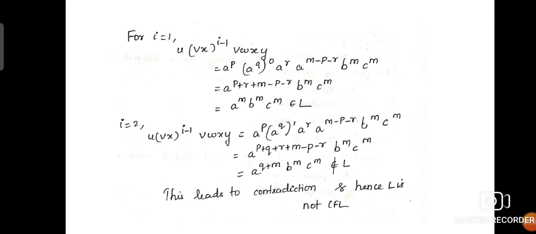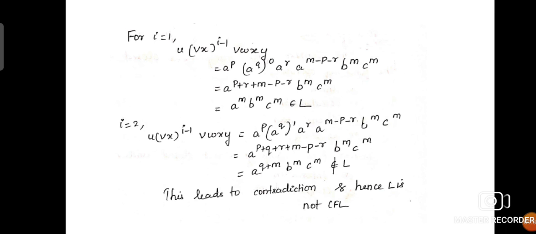Then we apply i value 1 to our second formulation, and we get the string pattern a power m, b power m, c power m, which belongs to our language. In the next step we apply i value 2 to our formulation. We substitute the values for u, and vx is a power q, power i minus 1 is 1, a power q power 1. Then vwx is a power r, and the remaining terms go to y.